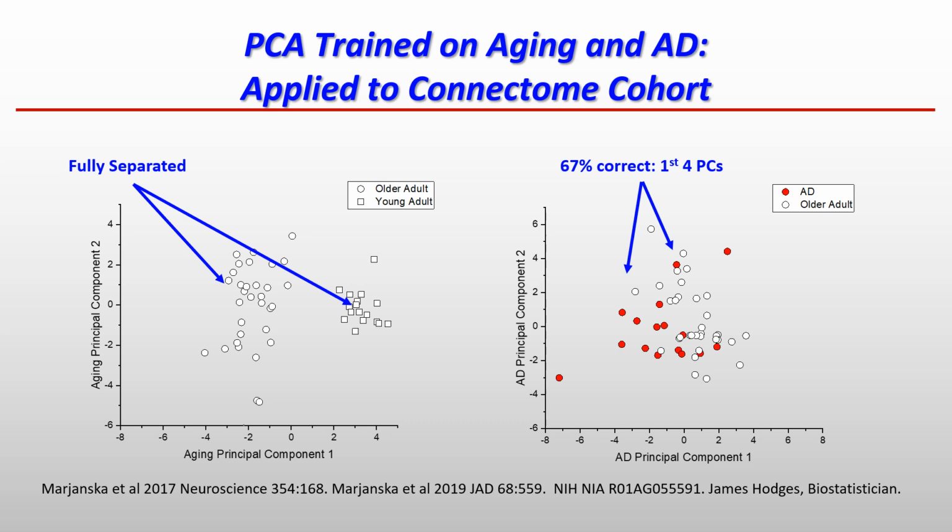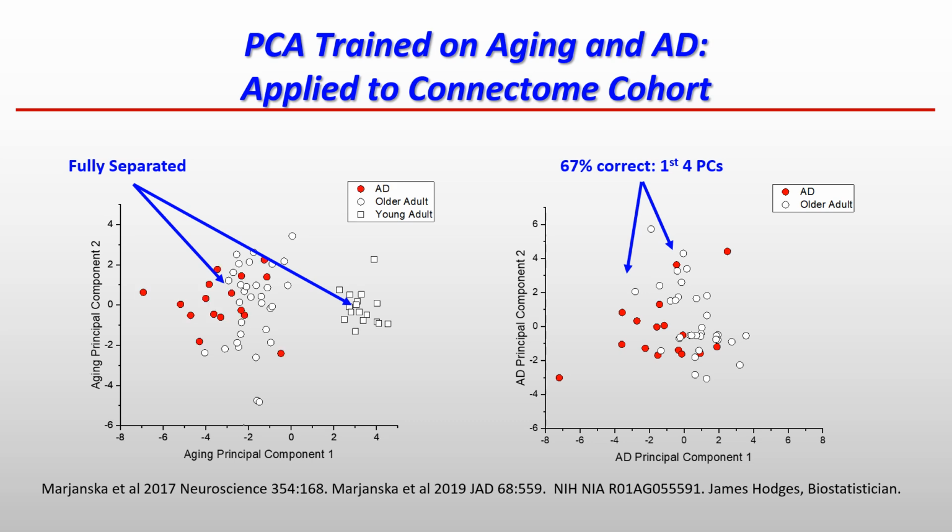The separation was good but not perfect, with the first 4 principal components correctly separating AD from control in 67% of the cohort. Recall in the random forest analysis, which used supervision, the same sample sensitivity and specificity were 88% and 97% respectively.